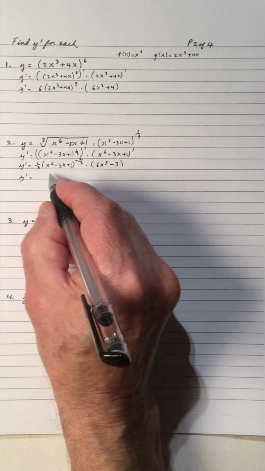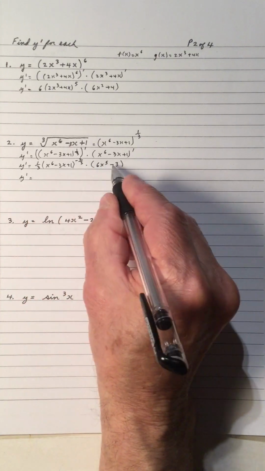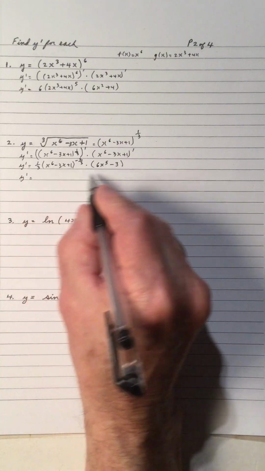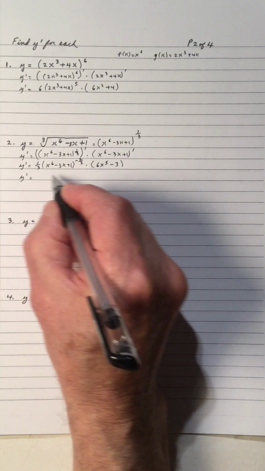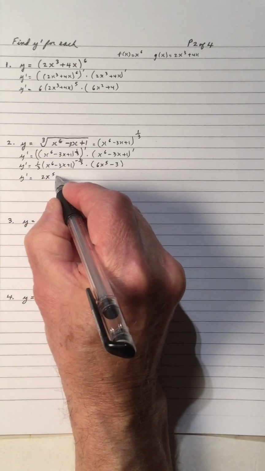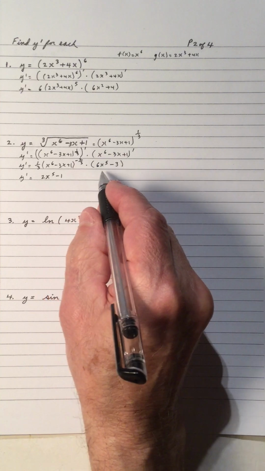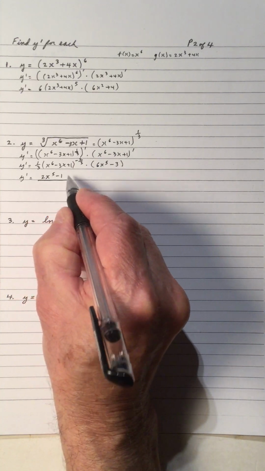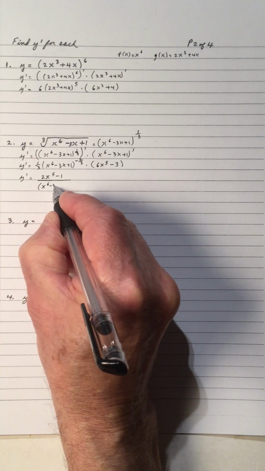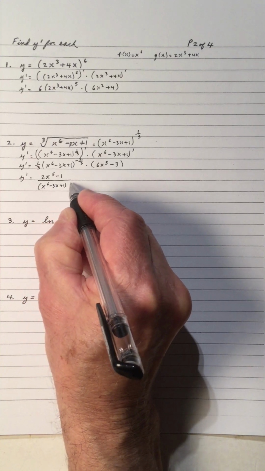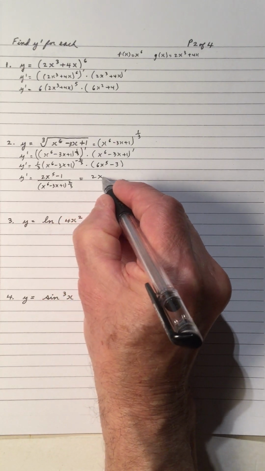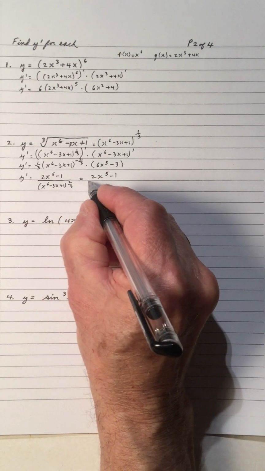We have 1/3 of, notice that 3 is common here. So we can go 1/3 times 6 is 2, so it's 2x to the 5. 1/3 times 3 is negative 1. And this negative exponent goes to the bottom, so it's x to the 6th minus 3x plus 1 to the 2/3. And that becomes 2x to the 5 minus 1.